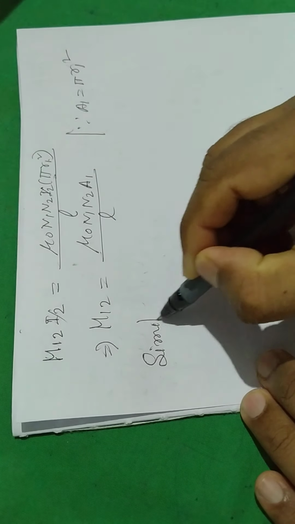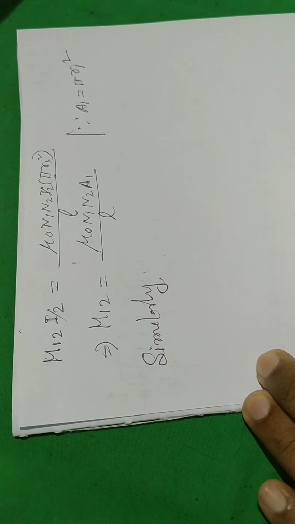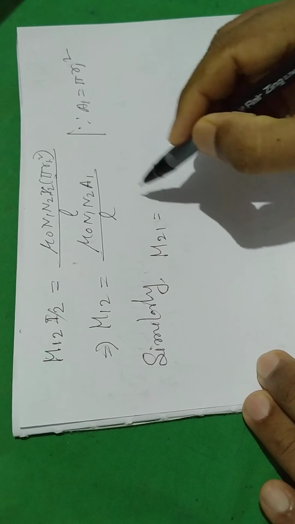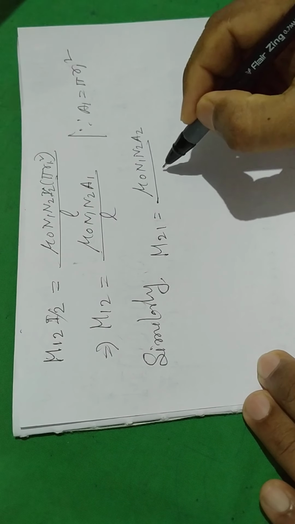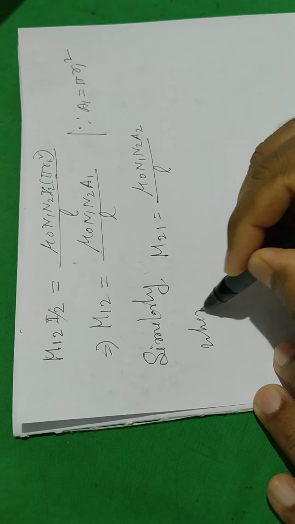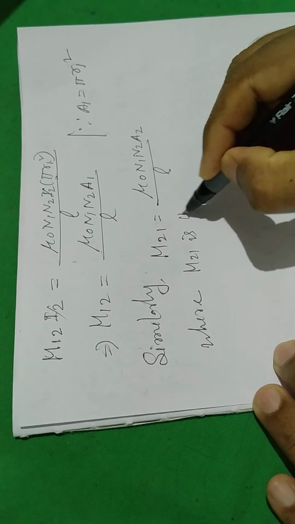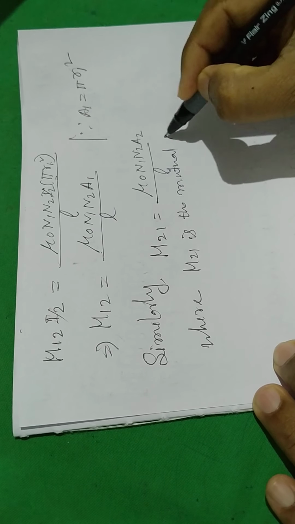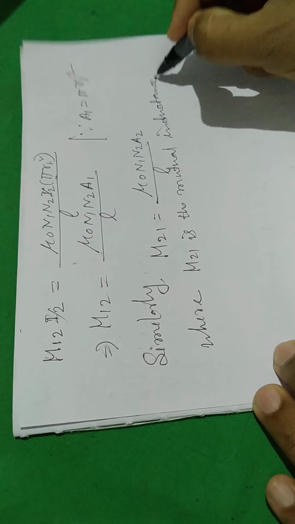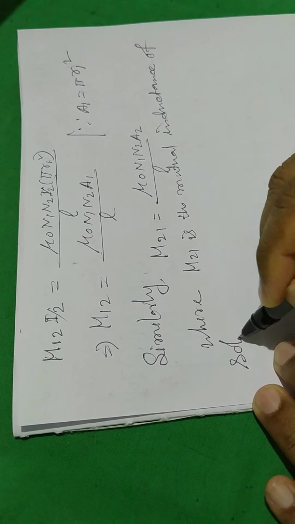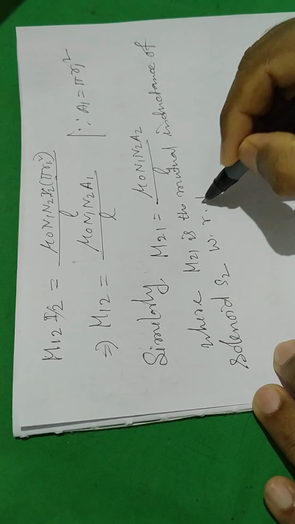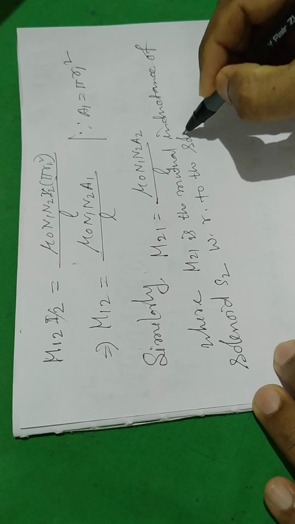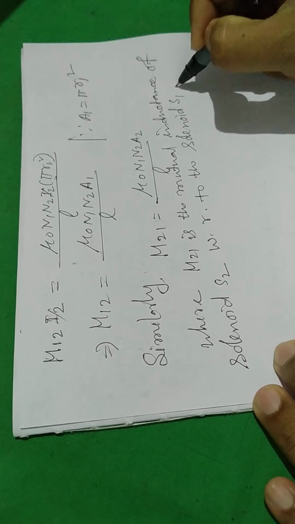Similarly, the mutual inductance of coil S2 with respect to coil S1 is given by M21 equal to mu naught N1 N2 A2 by L, where M21 is the mutual inductance of solenoid S2 with respect to the solenoid S1.